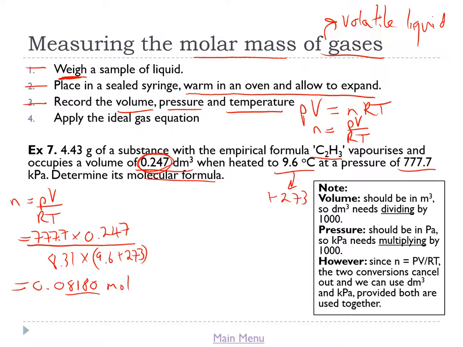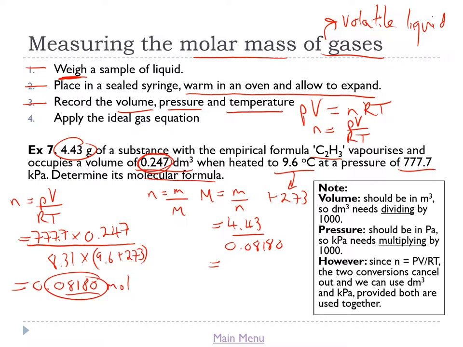We now need to work out the molar mass. If you remember, number of moles equals mass over molar mass. Therefore, the molar mass, which we need to find out, equals the mass over the number of moles. So the mass is given here, 4.43 grams. We've just found the number of moles, so divide that by 0.08180. And what we get is a molar mass of 54.1 grams per mole. Okay, so that is our molar mass.